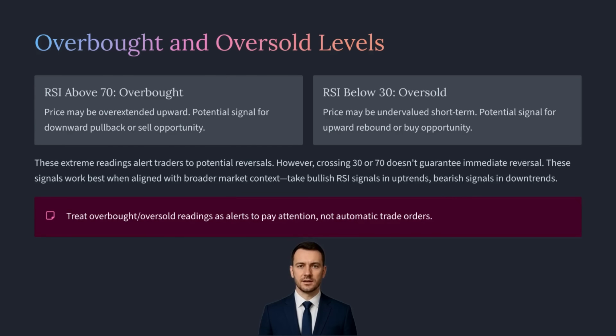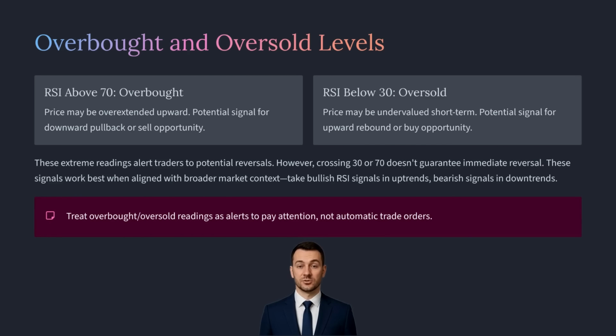By convention, RSI values above 70 are considered overbought, and RSI values below 30 are oversold. This means, in relative terms, the asset's price has moved too far in one direction too quickly. An RSI above 70 suggests the price may be expensive or overextended, while an RSI below 30 suggests the price may be cheap or undervalued on a short-term basis.